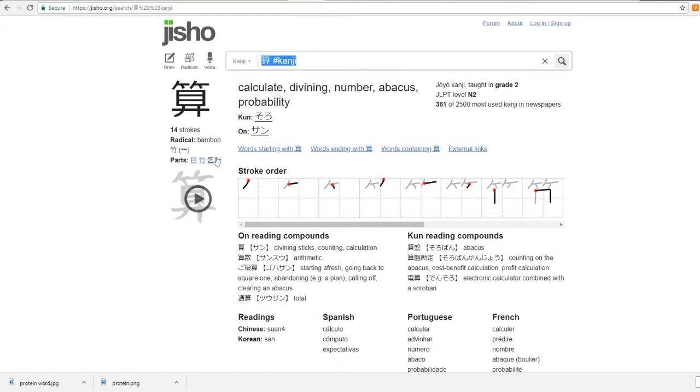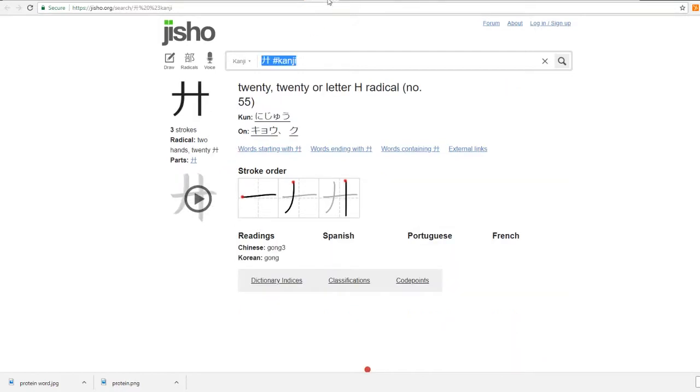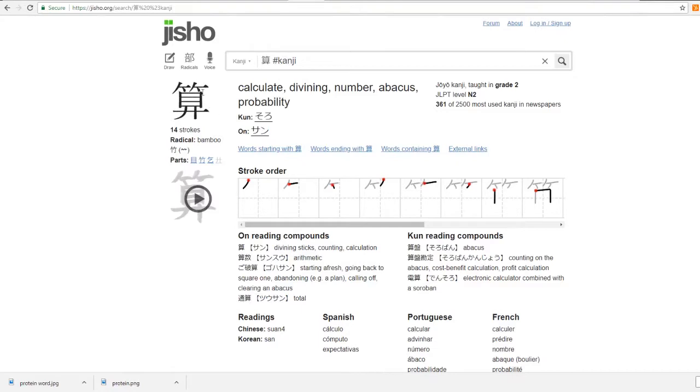Next thing we're going to look at is calculate, divining numbers. So this kind of looks like an abacus made out of bamboo. It's got bamboo, it's got I, it's got whatever this thing is, which is 20, I guess. I just like to think of it like a calculating machine. Also, remember how the bamboo looked like that in the other one with the house, and that was solution, so calculating can help you find a solution. Its kunyomi is going to be soro, and its onyomi is going to be sun.